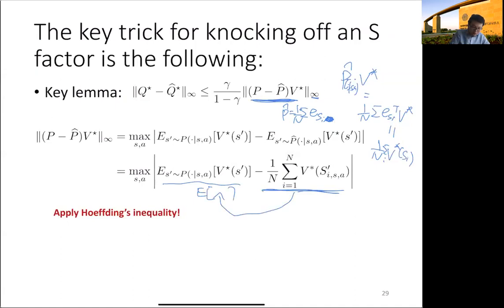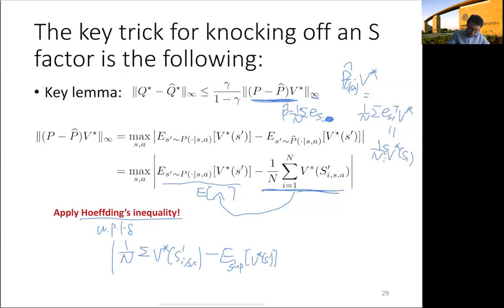All we have to do is apply the simple Hoeffding's inequality, which shows that with probability 1 minus delta, the sum of V star(S_i) converges to its mean value, with deviation smaller than b times the square root of log(2 over delta) over 2n. This 2 is due to the union bound and the absolute value.